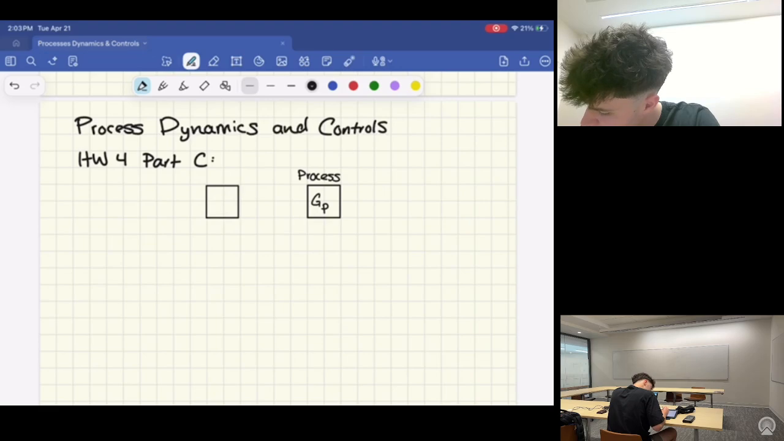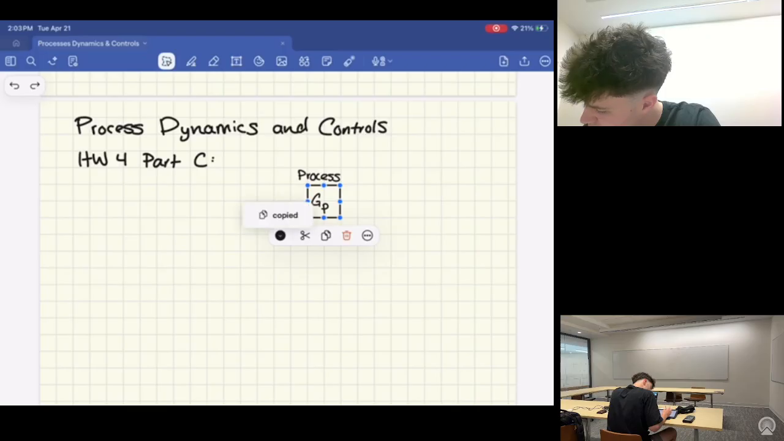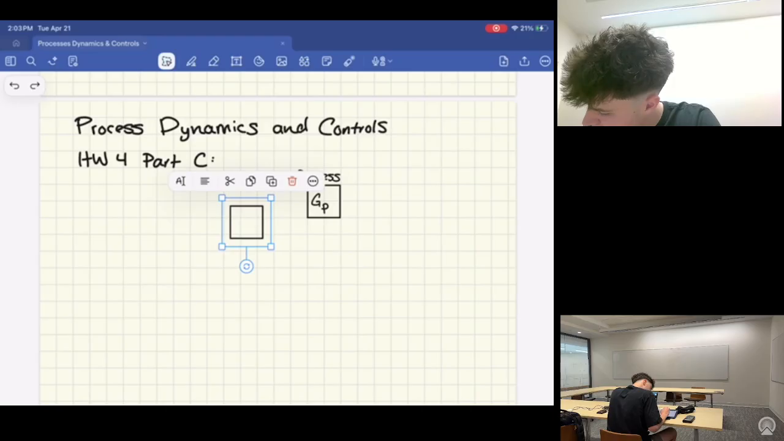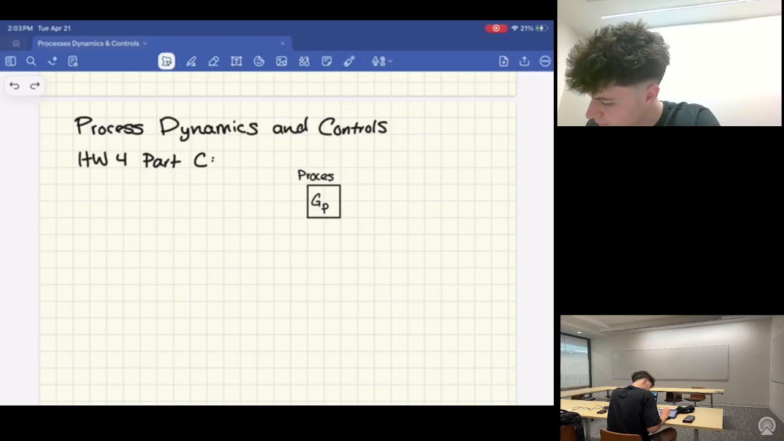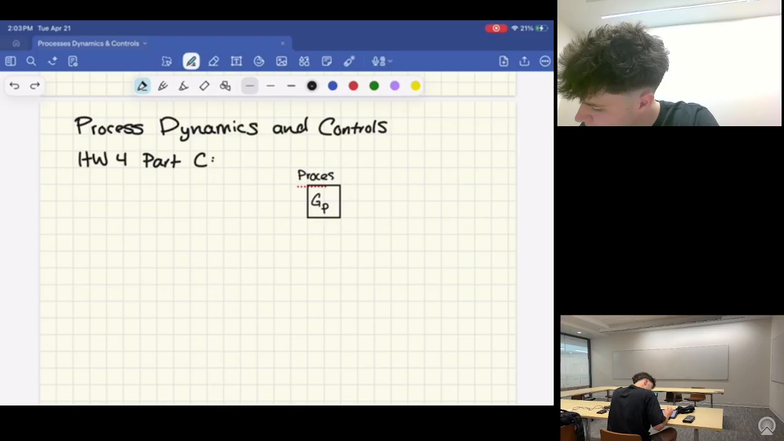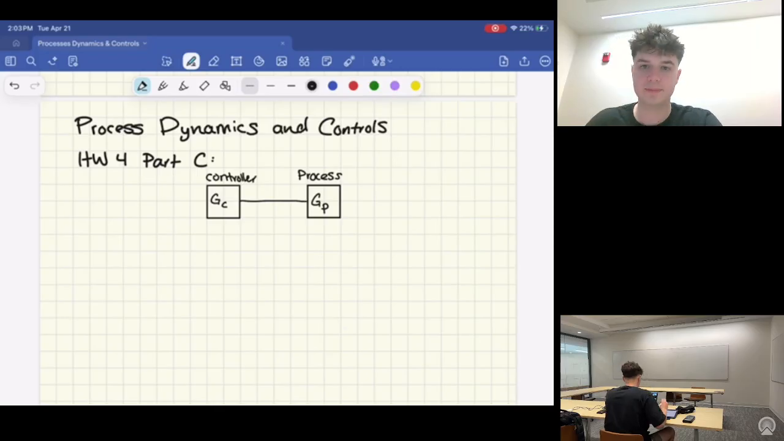I want these to be the same size. So let's do this. Darn it, I'm messing it up. All right, we're just going to draw this again here. And this is going to be the controller, so we have GC, controller. These will be connected here by a horizontal line.